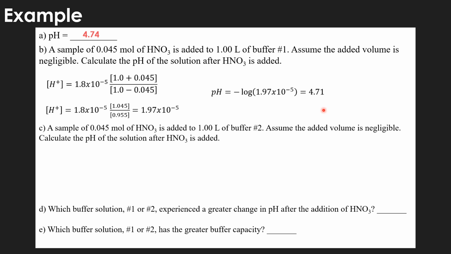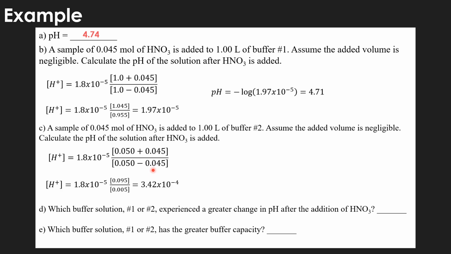with all the same conditions. Now, buffer number 2 had a different molarity. It only had a molarity of 0.05. So we set up the same equation. We're adding acid. The acid's gonna react with some of our conjugate base, so we're gonna subtract from there. So if we simplify this, now we've got 0.095 divided by 0.005. That's a pretty different ratio there than what we've seen before. Not very close to 1.